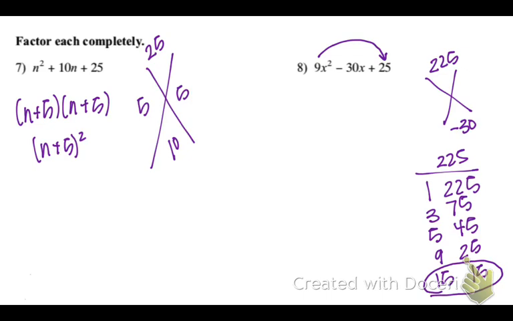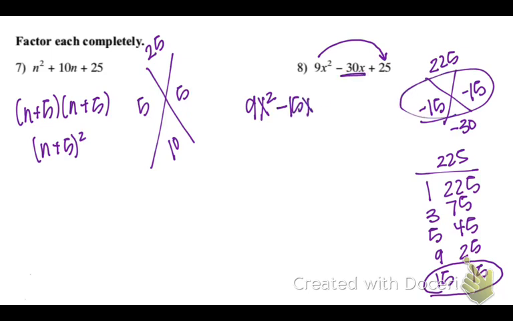So that means if we need it to be negative 30, these both need to be negative. And I'm just going to do this by grouping. So I have 9x squared. These are going to replace this right here, so this will be minus 15x minus 15x plus 25. Group these ones, group those ones.